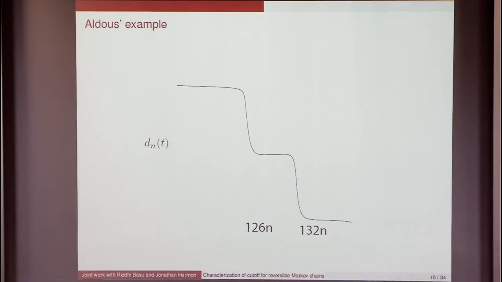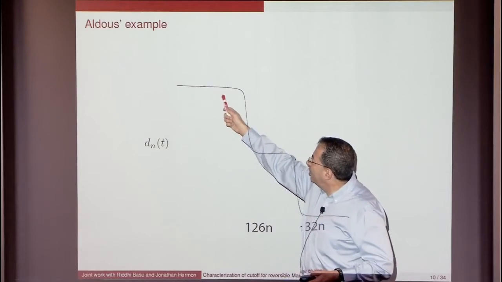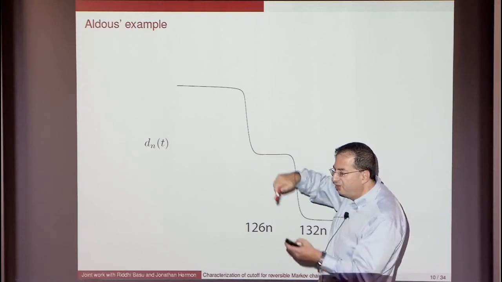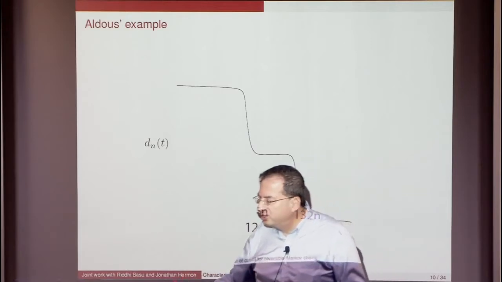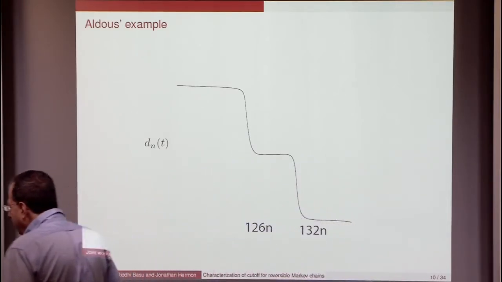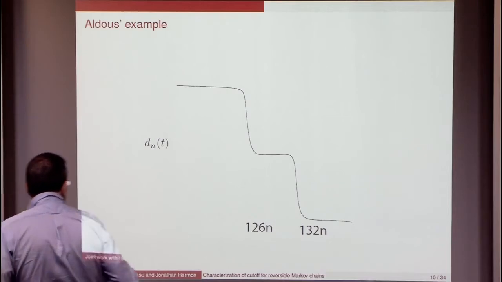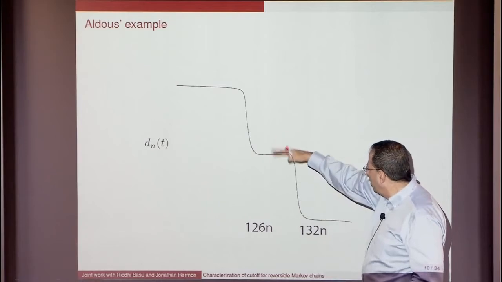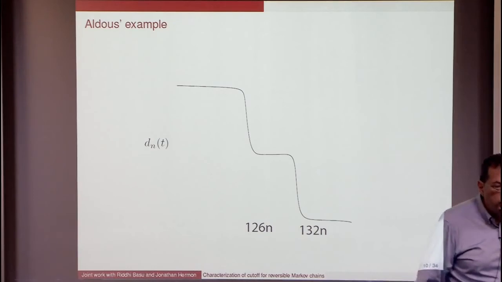Here's a picture of how the total variation distance looks as a function of time. It's very close to 1 until this time, 126n. Then there's some chance you've mixed. You get much closer to the stationary distribution, in the sense that all the paths that chose the fast route have reached the right-hand side. But then it takes until 132n before the laggards get to the target. And so this is the structure. So this is not cutoff. Okay, any questions?